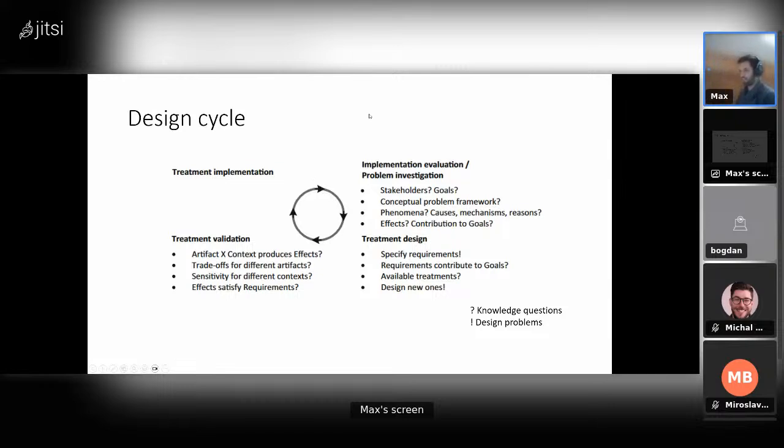Then you will have the treatment validation. So artifact in interaction with the context, what are the effects that are produced, and what would be the different trade-offs for the artifacts. Of course here is really just an introduction, but in the design science methodology, each of these bullet points would have a very specific methodology to achieve the goal. And the last point is the treatment implementation. So that's really the part where you put your artifact in the real world and test it and get feedback. And then depending on this feedback, you can start the cycle again.